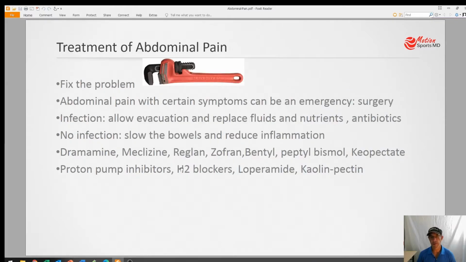What's the treatment for abdominal pain? Well, in short, fix the problem. If the abdominal pain is a certain symptom, it may be an emergency. That's a surgical abdomen. If it's an infection, allow for replacement of fluids, allow for evacuation and nutrients, and maybe antibiotics. If there's no infection, sometimes we need to slow down the bowels if they have explosive diarrhea, or reduce the inflammation. Medicines that might be used are the following: Dramamine, Meclizine, Reglan, Zofran, Bentyl, Pepto-Bismol, Kaopectate, but then we may use things to cut down acids such as proton pump inhibitors, histamine 2 blockers, loperamide, which basically is something to cut down diarrhea, and Kaopectate.